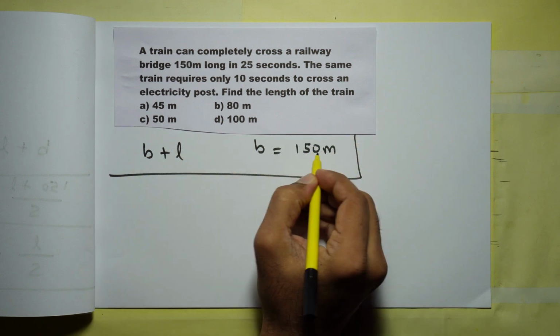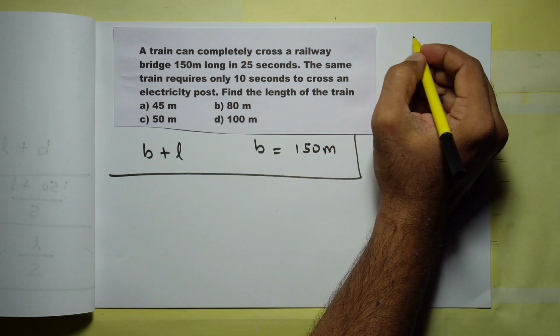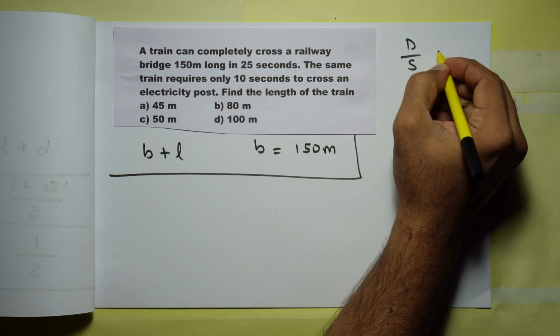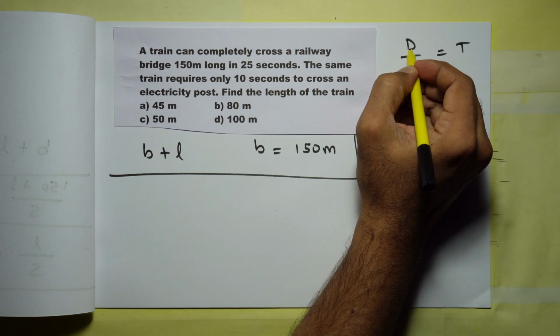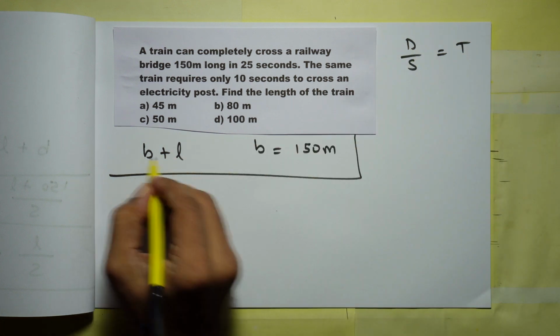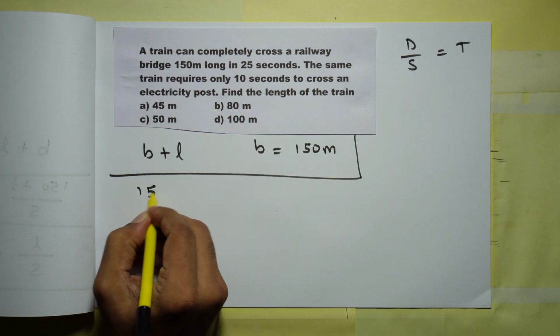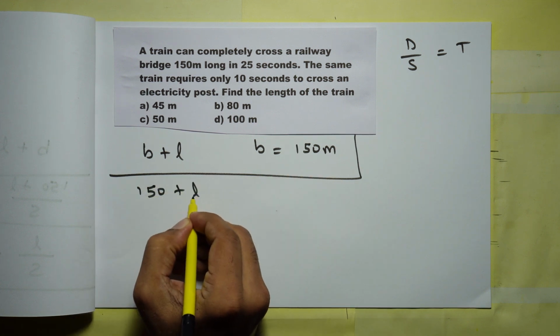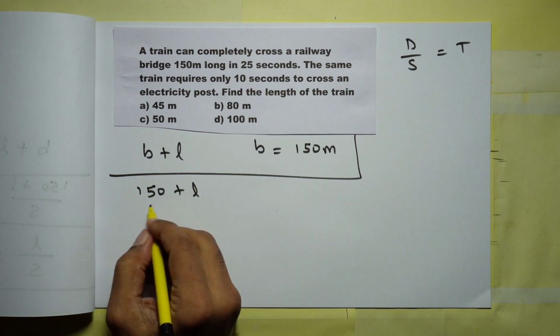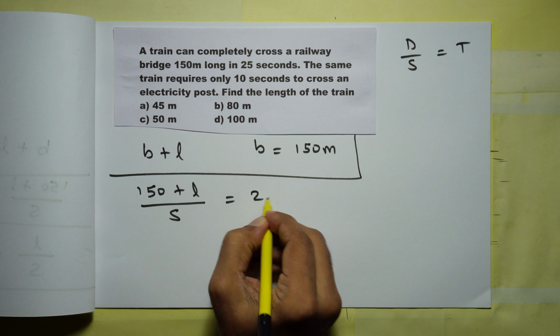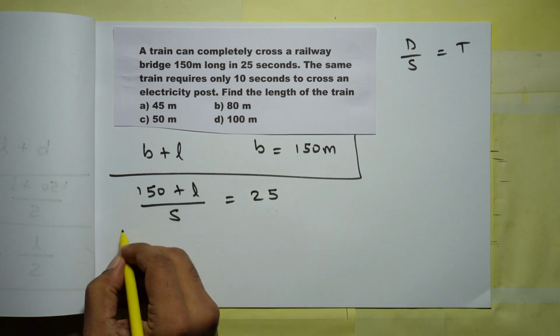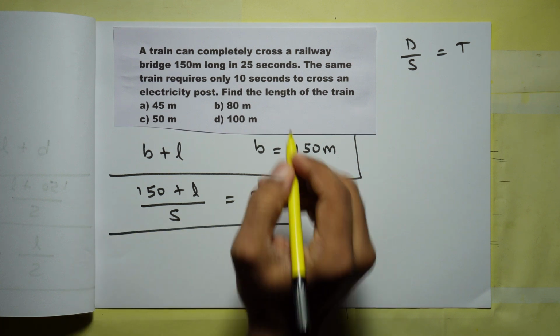So first of all, let us form the equation. You have the basic equation like this: distance by speed gives you time. Now the distance to be moved by the train is first the length of the bridge, B is equal to 150, plus its own body length L. Then it will cross the bridge. Divided by speed, I'll just take it as S, and the time is given as 25 seconds. So this is the first equation.